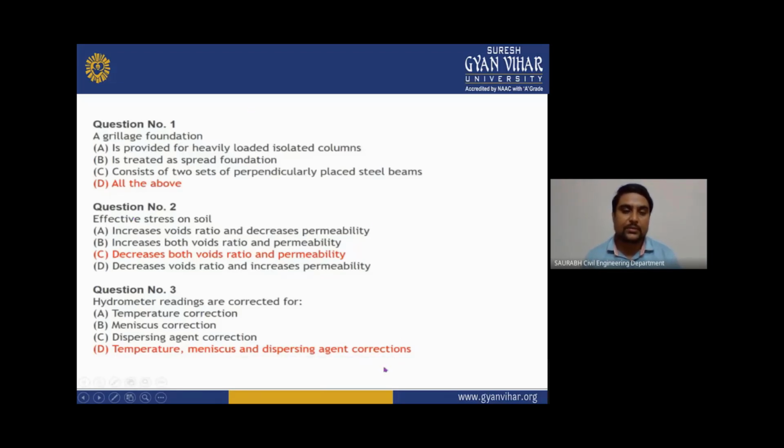Come to the third question. Hydrometer readings are corrected for temperature correction, meniscus correction, dispersion agent correction, and temperature, meniscus and dispersion agent correction. So the right answer here will be that the hydrometer is used for all these points which are given in D. Right answer will be D.